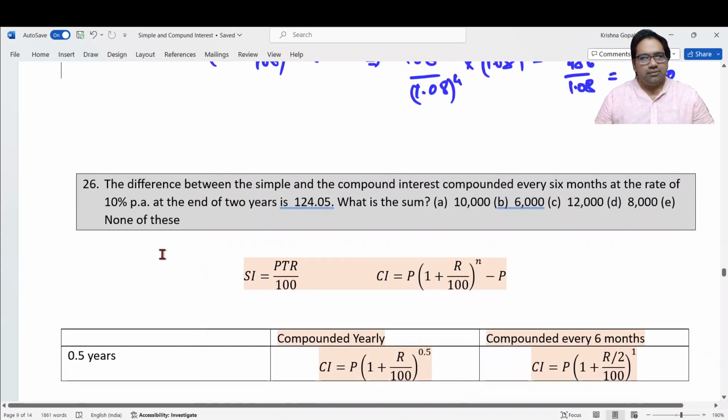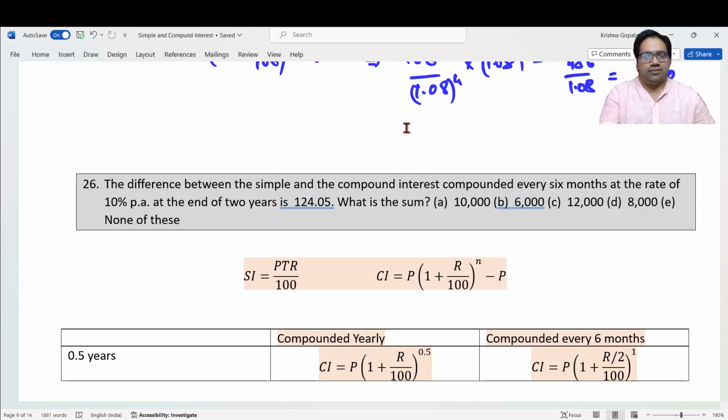The difference between simple and compound interest compounded every 6 months at the rate of 10% per annum at the end of 2 years is 124. What is the sum? Difference between simple and compound interest compounded every 6 months. So far, we have not discussed this compounded every 6 months. What is compounded every 6 months?